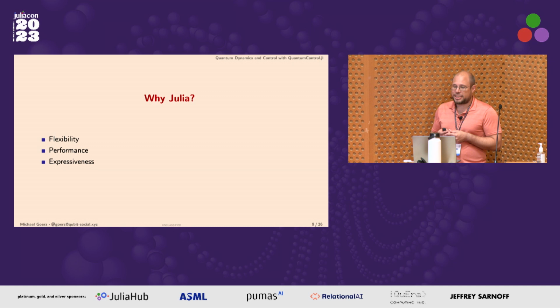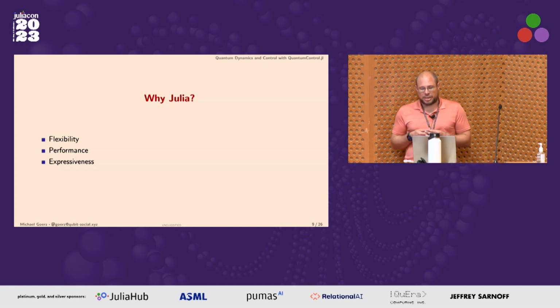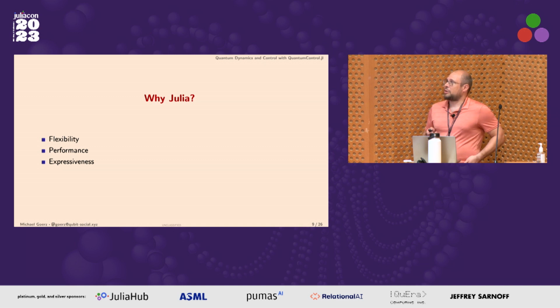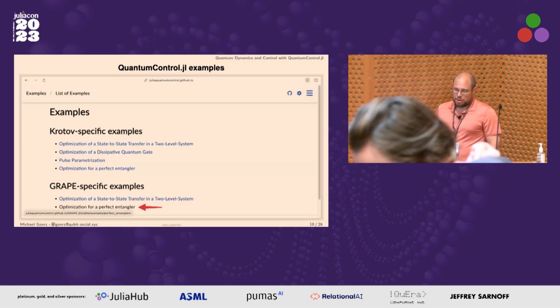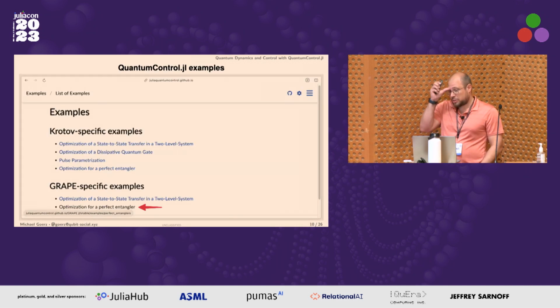And then last but not least, Julia also has really nice expressiveness compared to both Fortran and Python, with a real focus on linear algebra and Unicode and things like multiple dispatch. So it's really a very pleasant language to work in for these kinds of problems. Okay, so let's just jump into an example.